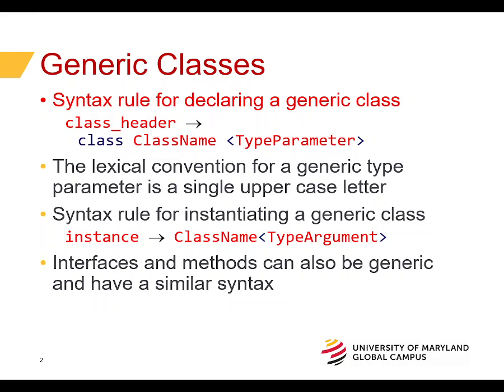When we declare a generic class, we must include a generic type parameter. This parameter can be thought of as a placeholder for an actual type name. Here is the syntax of the class header for a generic class. Notice that what follows the class name is the generic type parameter that is enclosed in corner brackets.